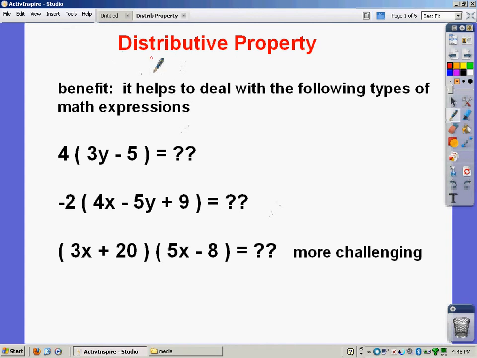Today's mini lesson, I should say, will be on distributive property. Now, this topic may be a review for some of you. For others, this is a relatively new topic. And okay, so I'll get right into it. One of the benefits of knowing and using distributive properties, we should be able to deal with these kinds of problems that we have listed here.